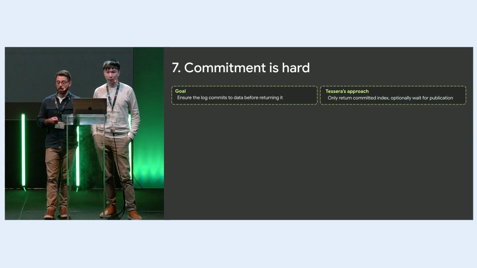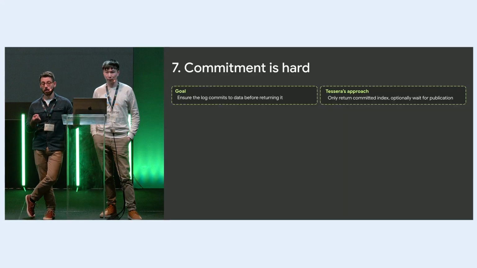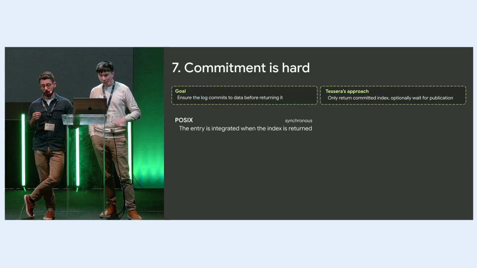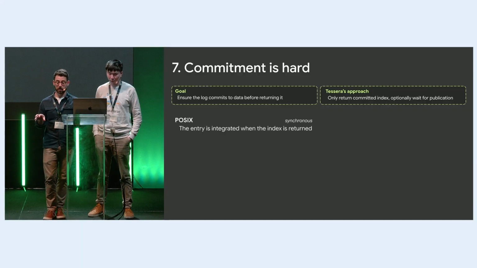So nonetheless, how does Tessera handle this? Tessera will only return things that it has committed to. Once it's returned an index, it means that this entry will be there at that index and it won't be anywhere else. And optionally, you can get stronger guarantees. Here again, depending on the backend implementation, it has a slightly different architecture.